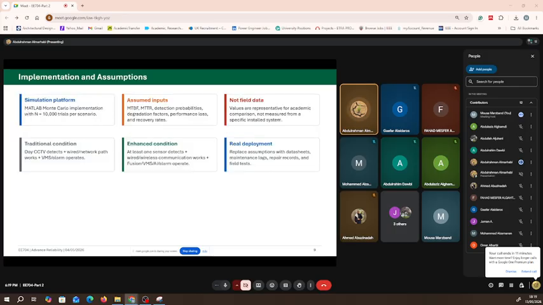The implementation was done using MATLAB, using Monte Carlo simulation. For each environmental scenario, I used 1,000 simulation trials. Each trial represents one detection demand. The values used for MTBF, MTTR, detection probability, environmental degradation factors, performance loss, and recovery rates are assumed representative values. They are not measured from the real installed system.